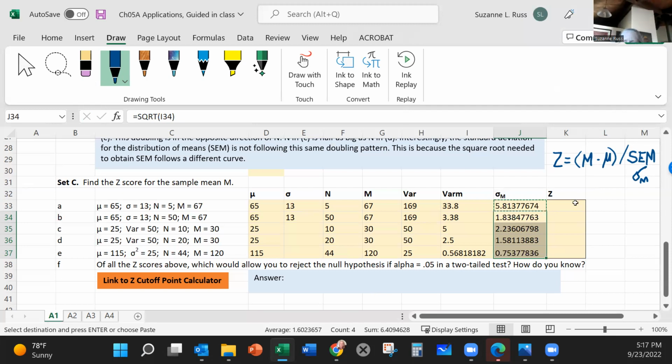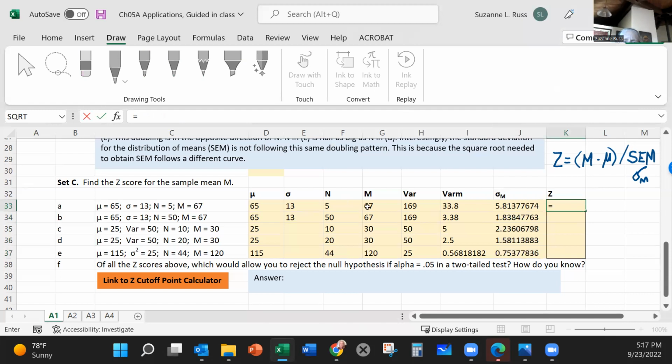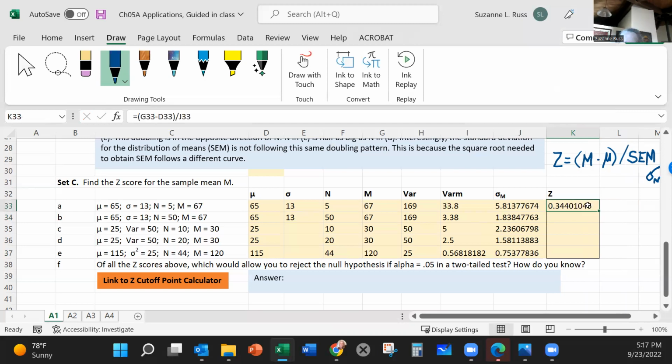So let's go ahead and get that formula. Equals M. I'm going to go back and get my parenthesis right away. M minus mu divided by standard deviation for the distribution of means. A z-score very small, 0.34. And I'm going to copy this and paste it down. Interesting. Now we're asked a question. Of all the z-scores above, which would allow you to reject the null hypothesis if alpha was 0.05 in a two-tailed test? How do you know?